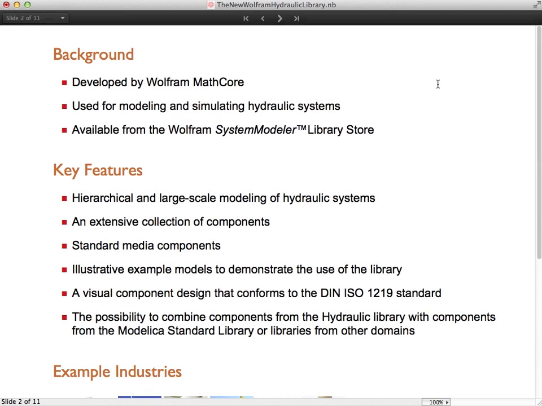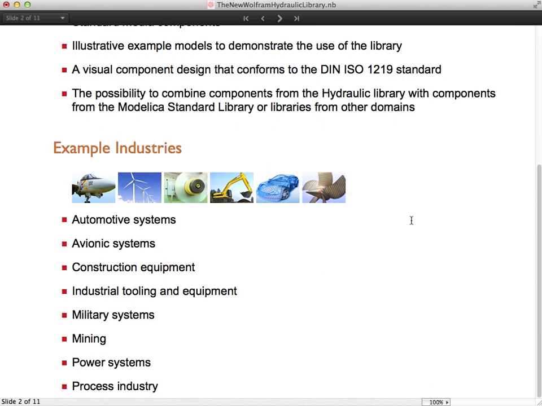The Wolfram Hydraulic library is developed by Wolfram MathCore. It's available on the Wolfram SystemModeler library store and you can download it there directly. The Wolfram Hydraulic library contains a large collection of ready-to-use and reusable hydraulic components such as pumps, valves, motors and different types of media that can be used to create large-scale hierarchical models that don't have to be limited to the hydraulic domain. It can also be connected to components from other domains in the Modelica standard library or your custom components. Some of the example industries where the library can be used include the automotive industry, construction and power systems.